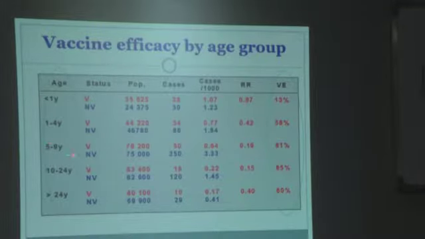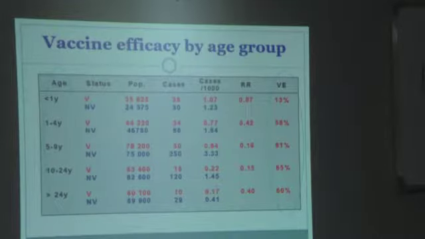We move to the 5 to 9 years, 81% are protected. We move to the 10 to 24 years, 85% are protected. And when you move above 24 years, it lowers down to 60%. So, what is the vaccine efficacy? It is different depending on the age of the individual in the population.